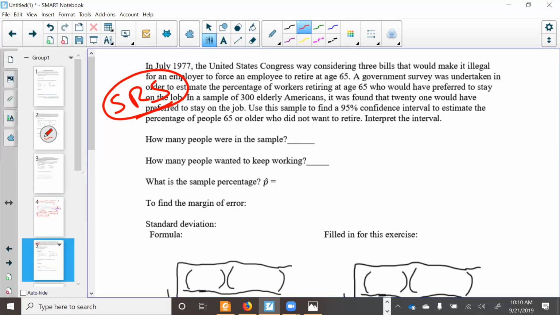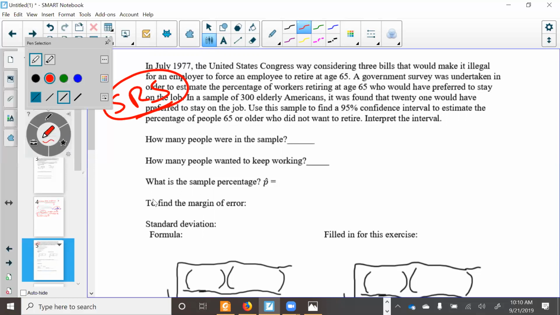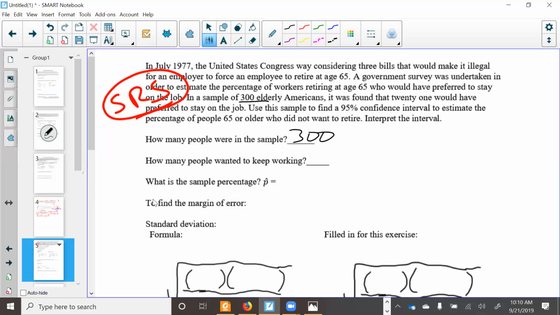So how many people were in the sample? Well, let's see. I'm seeing 300. How many people wanted to keep working out of that sample? I found that they found that 21. See how they snuck that in there in text? So 21. So what's our sample percentage?